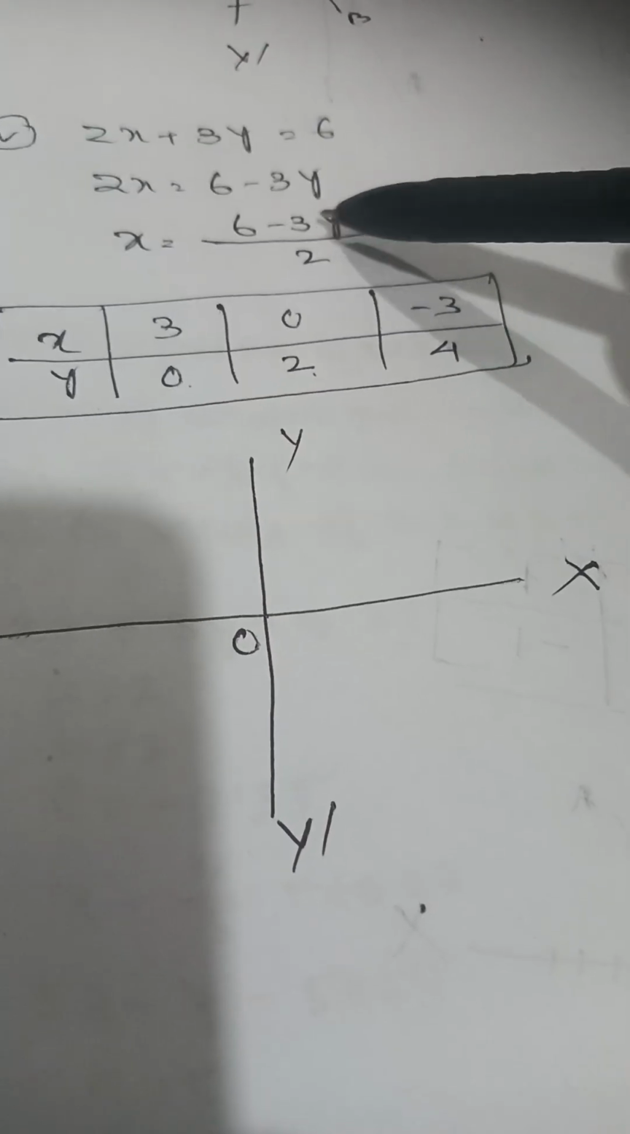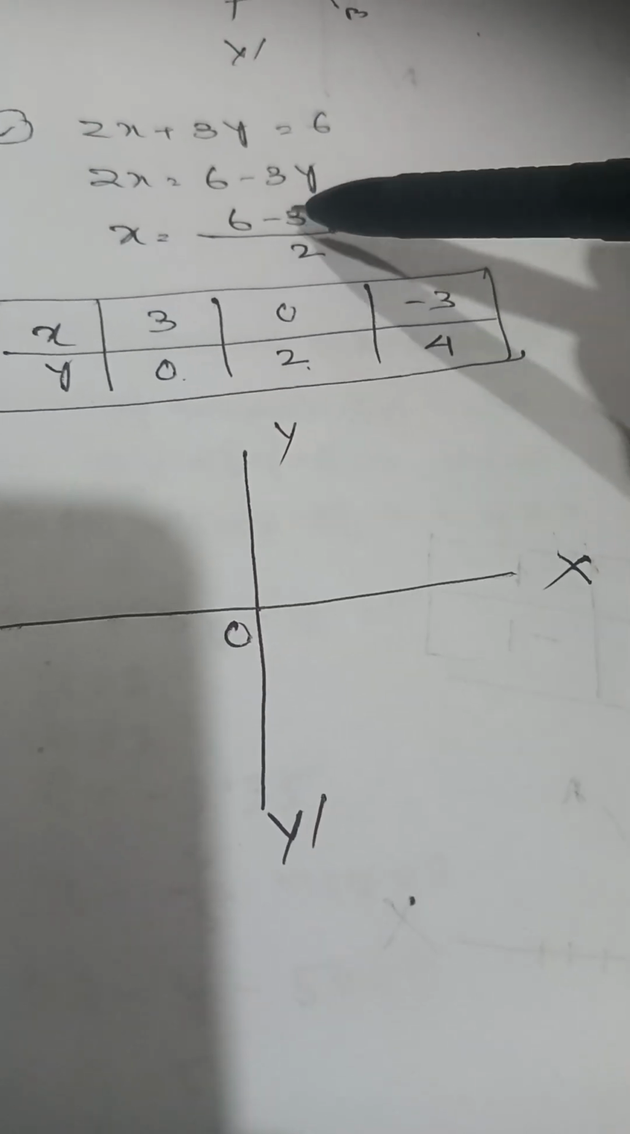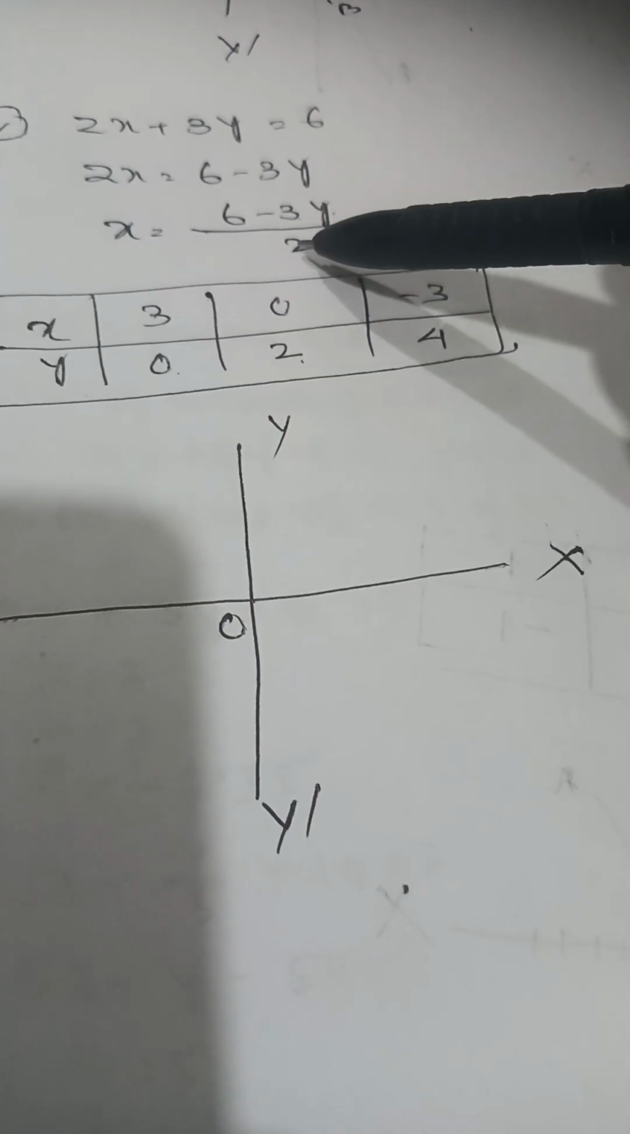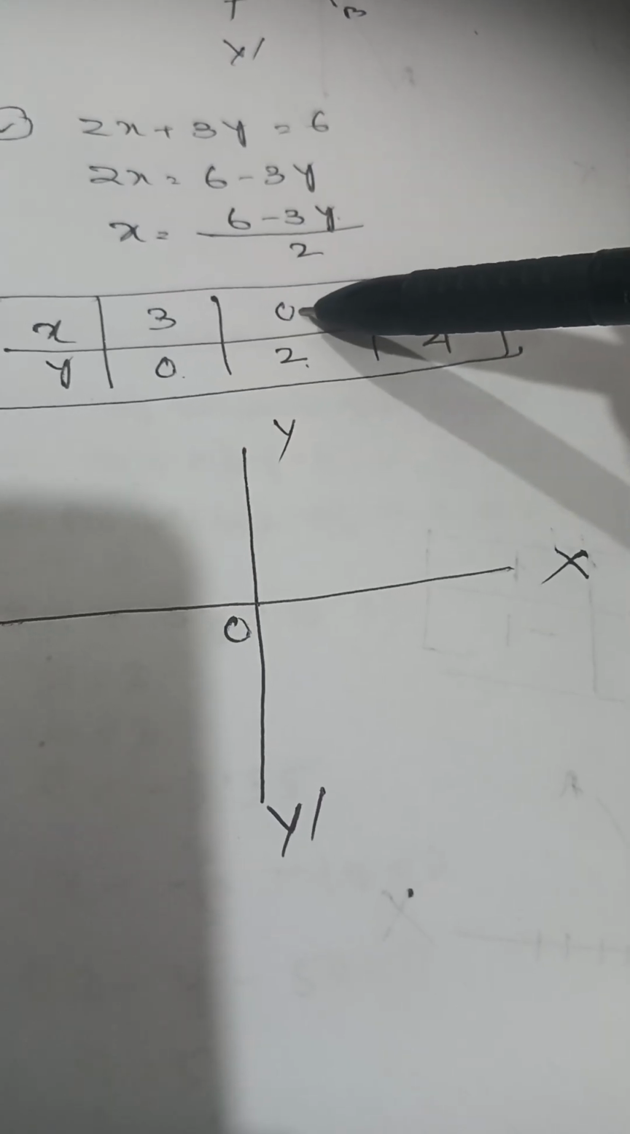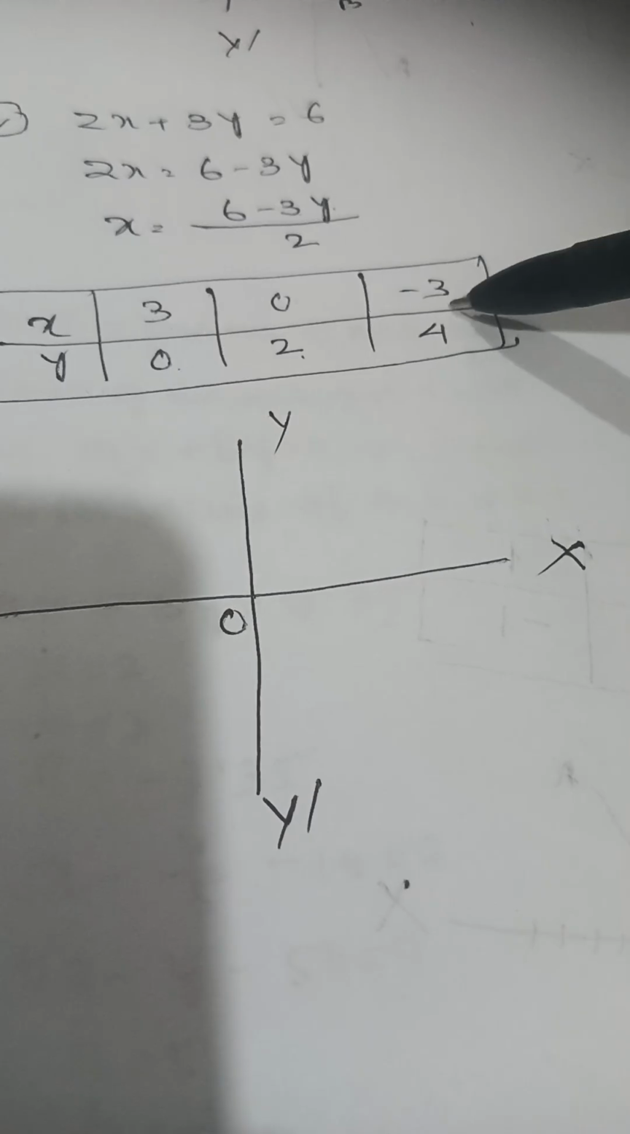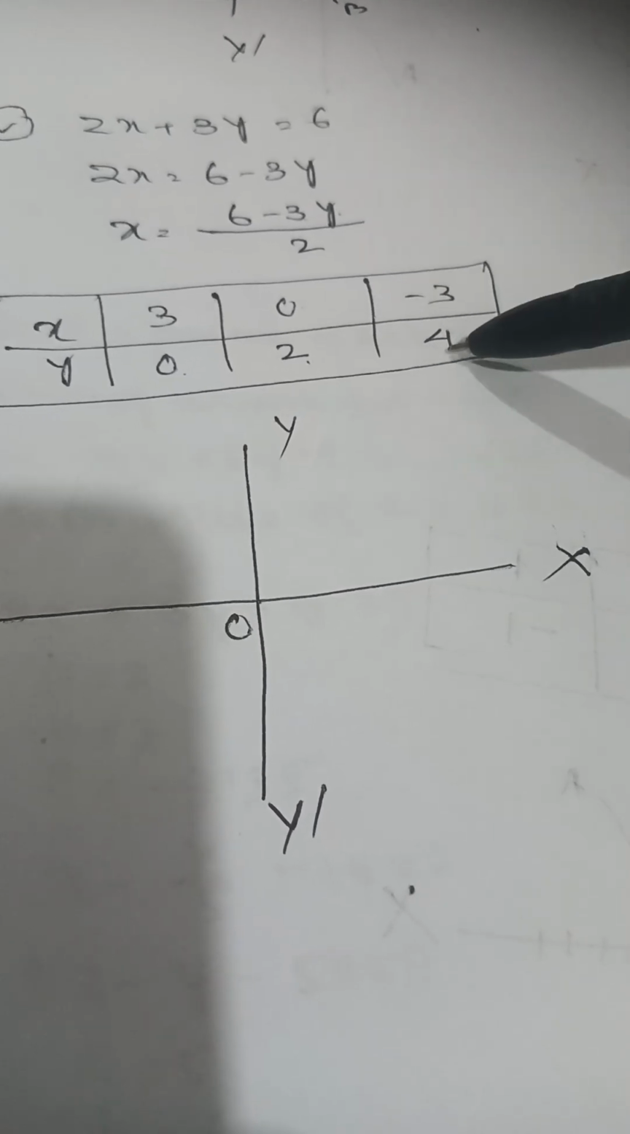Here I have written 2. So 3 into 2 is 6, 6 minus 6 is 0, and 0 by 2 is 0. That's why x becomes equal to 0, I have written. Then y is equal to 4, I have written.